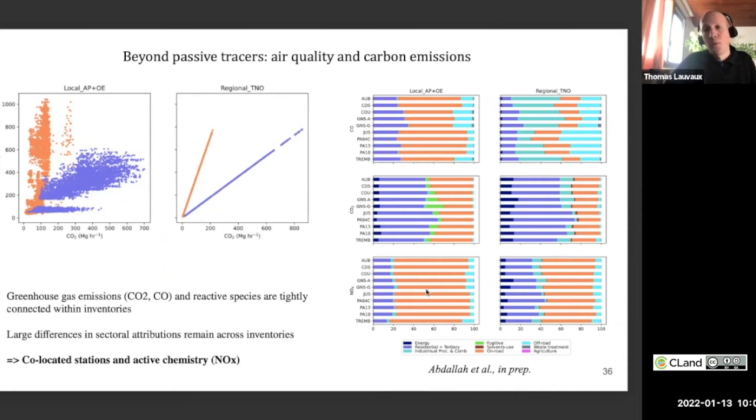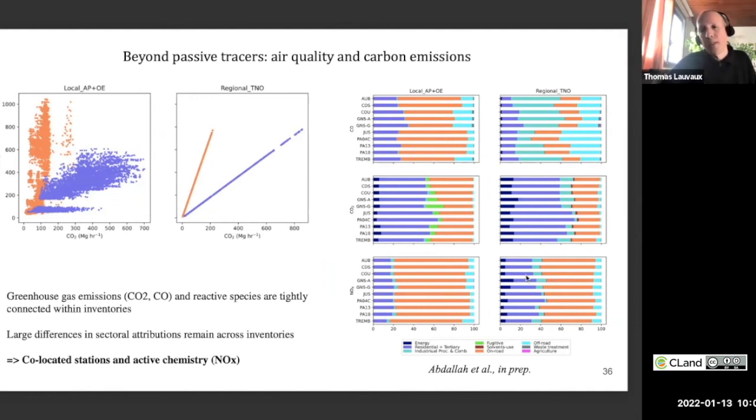I show you here two inventories. The left column is the local inventory. The one to the right is a regional inventory. And you see for the three different gases, CO, CO2, and NOx, how they distribute the sectoral contributions differently. They don't agree with each other. Some inventories put it more in the residential or tertiary, for example, for CO2. Some put it more in the traffic, the on-road. Some put it more in the waste or the combustion of energy. So you can really see that these protocols don't end up with the same solutions.